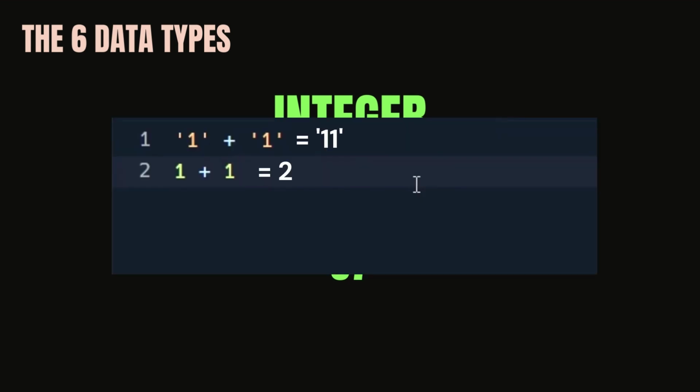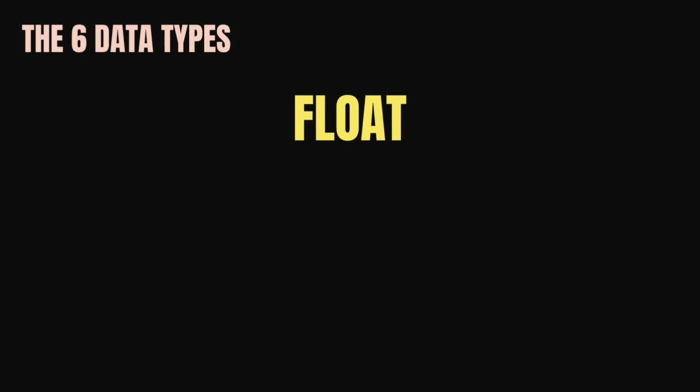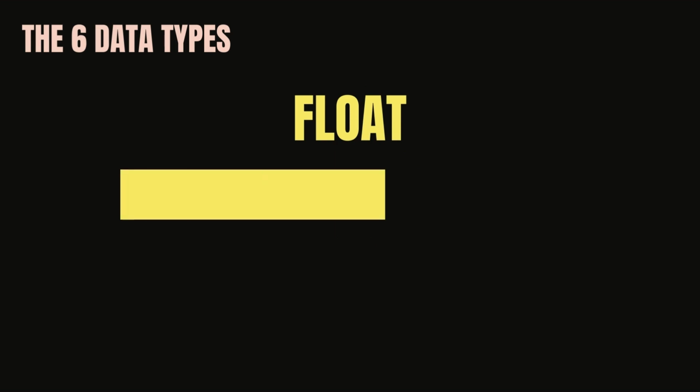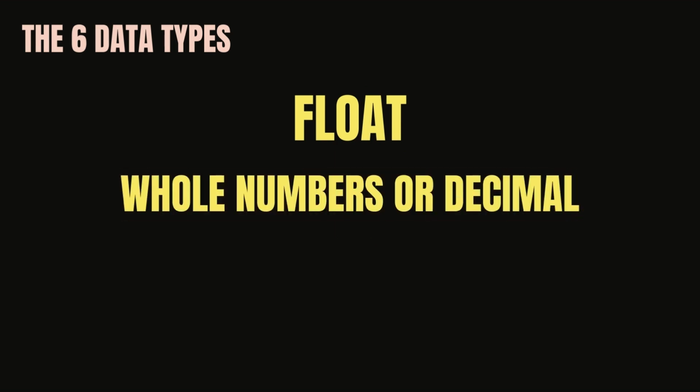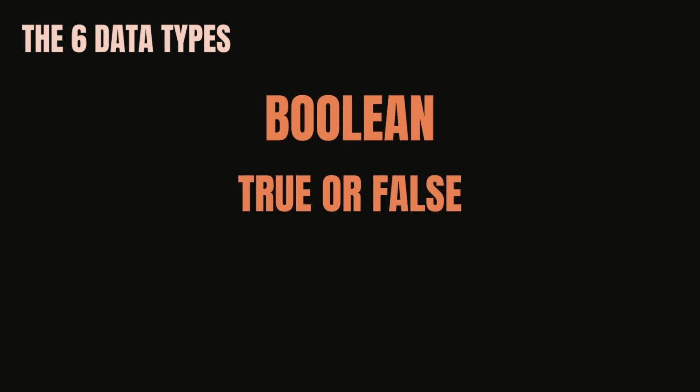The difference between a string number and an integer is that adding a string will join the two strings and adding integers will use math to add them together. Float. This is the same as an integer, however, it can also be decimal numbers. For example, 5.5. Boolean, this only stores two values, true or false.